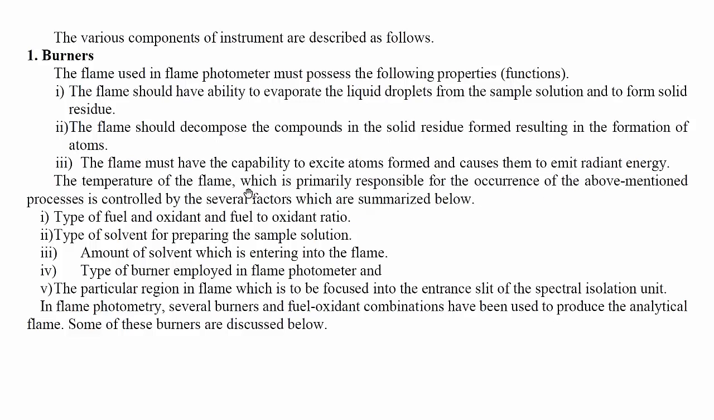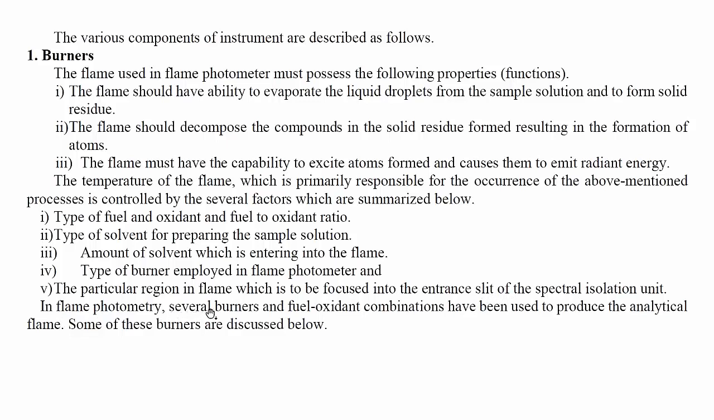The temperature of the flame, which is primarily responsible for the occurrence of the above-mentioned processes, is controlled by several factors which are summarized below. 1. Type of fuel and oxidant and fuel-to-oxidant ratio. 2. Type of solvent for preparing the sample solution. 3. Amount of solvent which is entering into the flame. 4. Type of burner employed in the flame photometer, and 5. The particular region in the flame which is to be focused into the entrance slit of the spectral isolation unit.